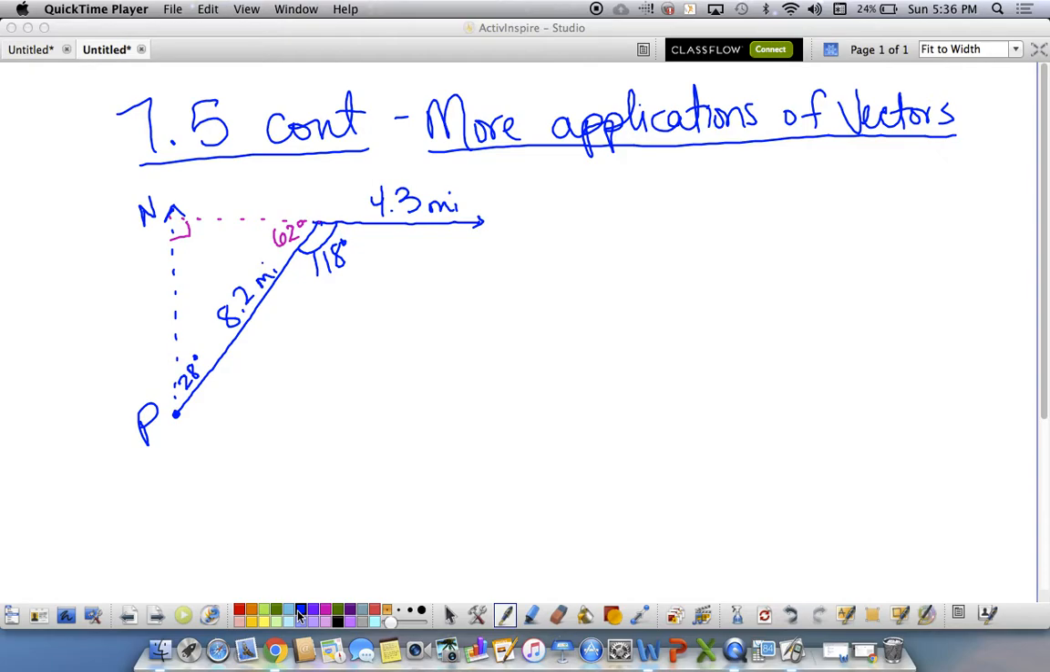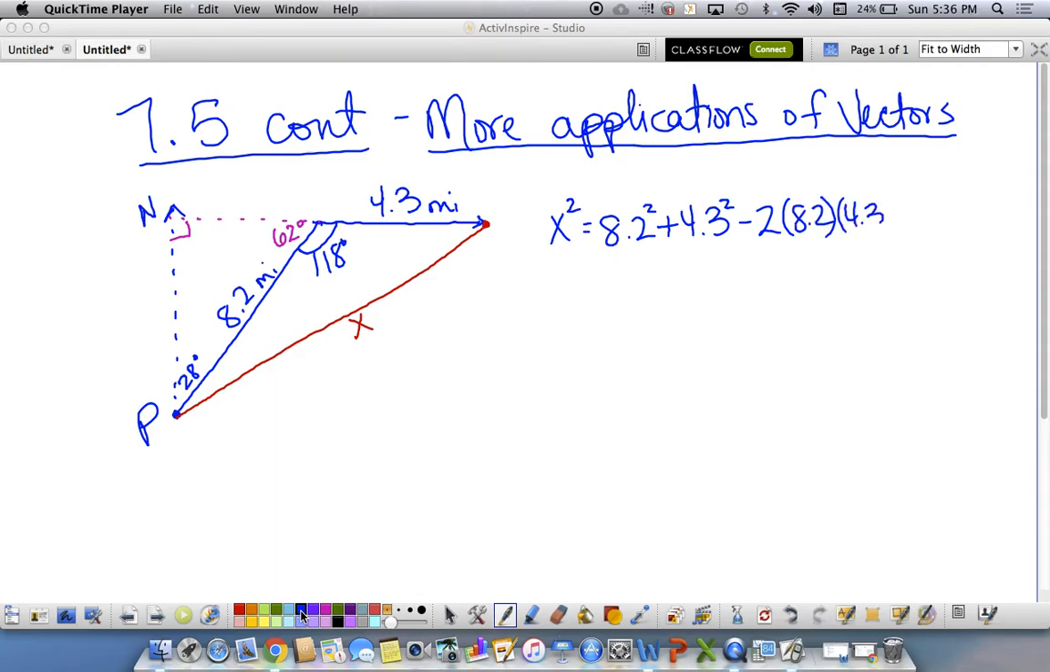Okay? So if we want to know how far, what are we looking for? The ship is from the port. Oh, we're going to pretend those landed at the same time. We're going to find that distance right there. What does that look like? We have a side, an angle, and another side. Can we use the law of cosine? X squared equals 8.2 squared plus 4.3 squared minus 2 times 8.2 times 4.3 times cosine of 118 degrees.